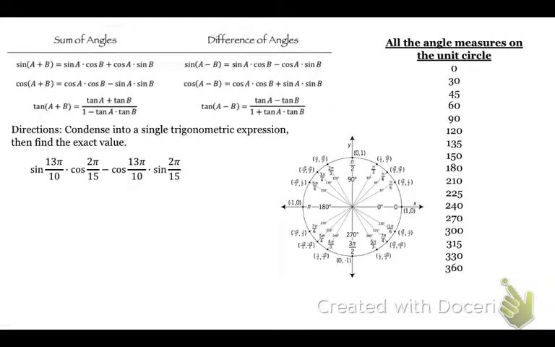Again, convert this to degrees. So that's sine of 234, cosine of 24, minus cosine of 234, sine of 24. So that looks like the difference of angles, but with sine. So here, this is going to be sine of 234 minus 24, which is sine of 210. So if you find sine of 210, it's the y value at 210, that's negative 1/2.